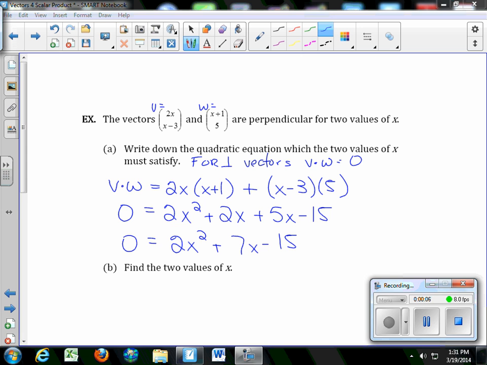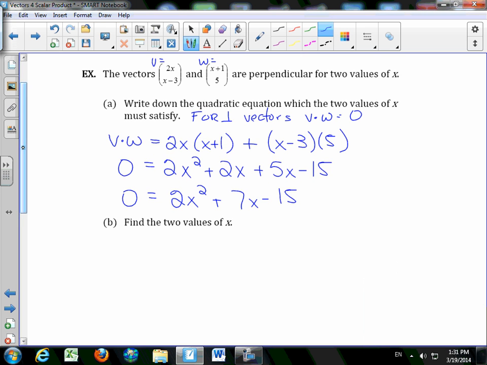Okay, so we missed the first little bit here, so I'll explain it again. When vectors are perpendicular, the dot product will equal 0. So we name this vector v, this vector w. We multiply them together to get 2x squared plus 2x plus 5x minus 15, set it equal to 0. So when simplified, this is the equation that we're looking for.